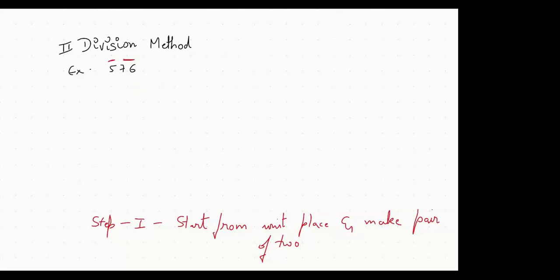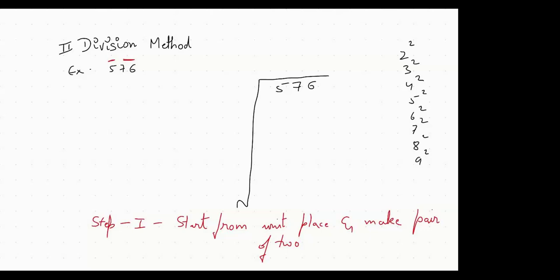Then this is the format that we use for the division method: 576. And one more thing, when we are starting it, we will use only perfect squares. What are perfect squares? I will write: square of 2, square of 3, square of 4, square of 5, square of 6, square of 7, square of 8, 9.